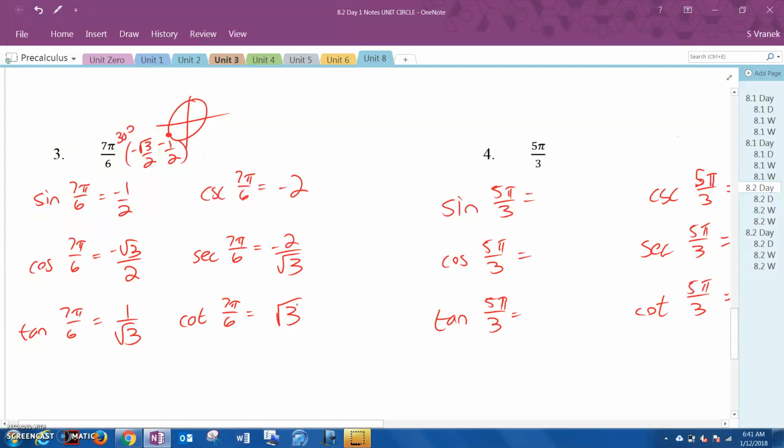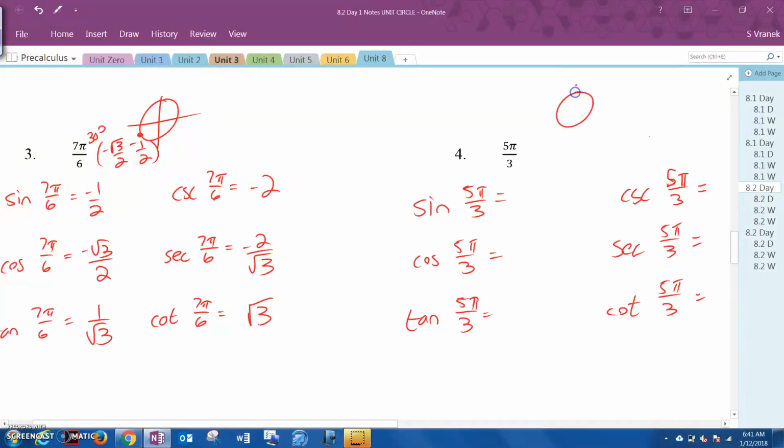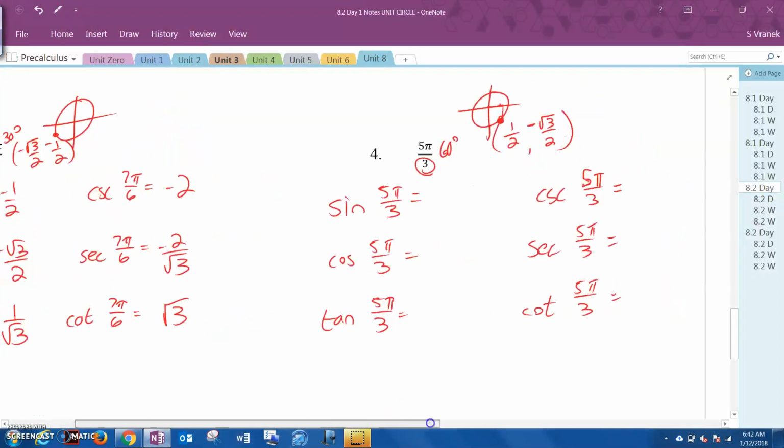Finally, we have 5 pi over 3. 5 pi over 3 is almost 2. 5/3 is 1.7, but it's not quite 2. So we're in quadrant 4, and again, this means a 60-degree reference. So that's the opposite of what we just did with the 30-degree reference. The y is bigger this time. X is positive because we move right to get there, and then down. So right, down is negative for y. So that should be your new coordinate we're using, and now we just plug in the values.